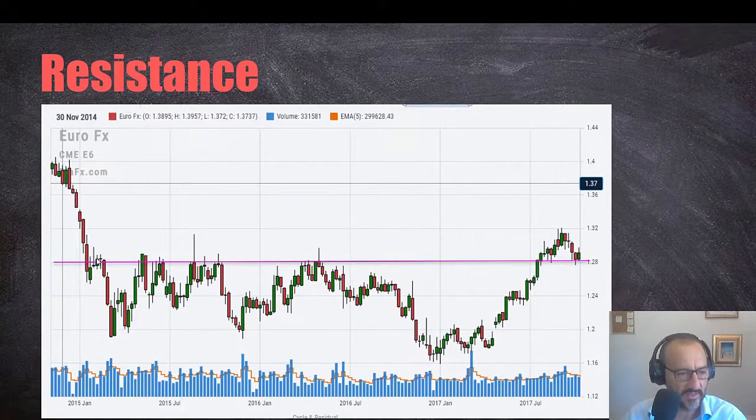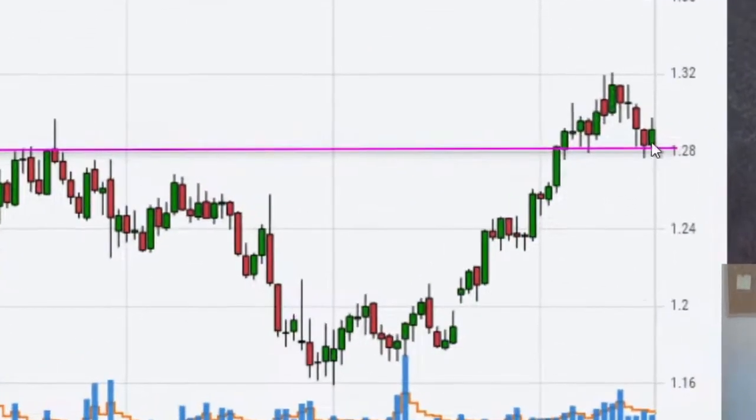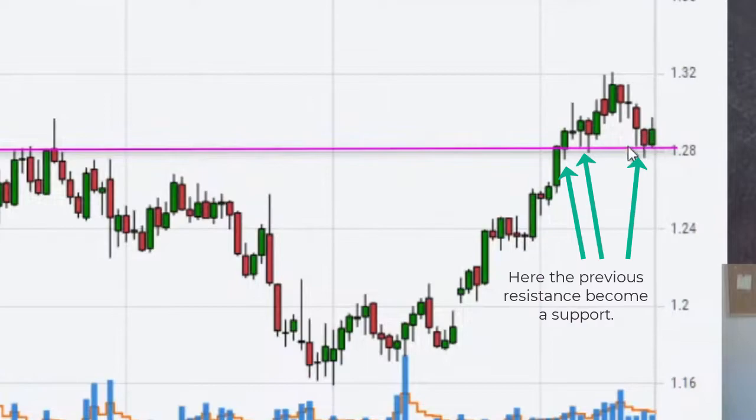Here we have this price, 1.28, in 2016. It was hard to cross over. Between January and July, and then again in the summer, and then again in 2016, price tried to go over, and only then reached this target and broke it, and then it became support to bounce again. This is in 2017. So this is the resistance.